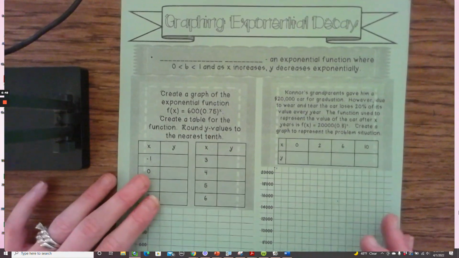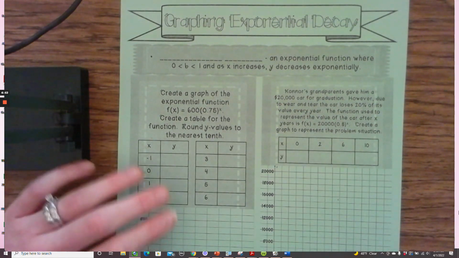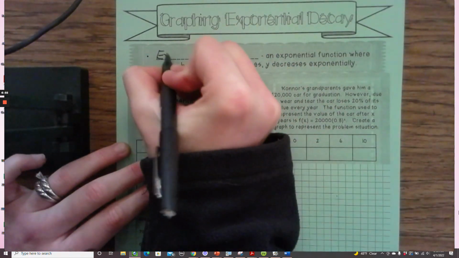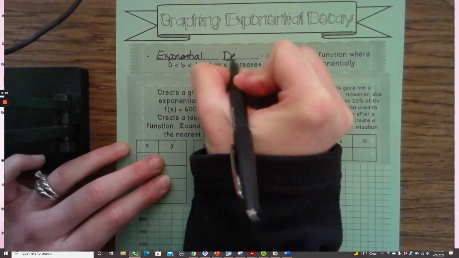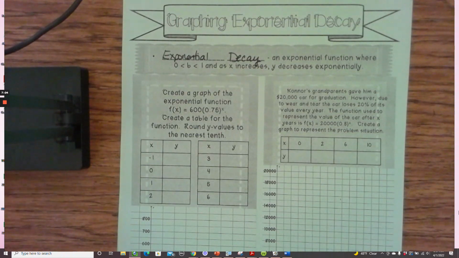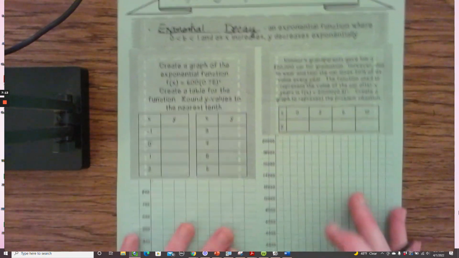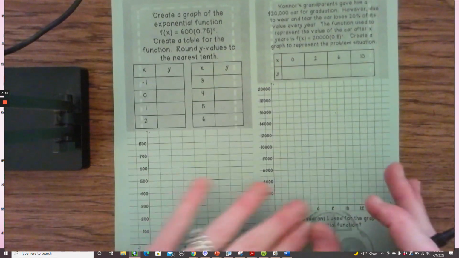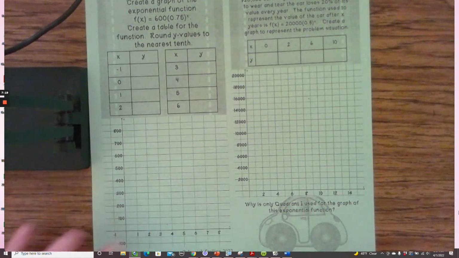So exponential decay is an exponential function where 0 is less than b and b is less than 1. And as x increases, y decreases exponentially. So our first one here is create a graph of the exponential function f of x equals 600 times 0.75 to the x power.